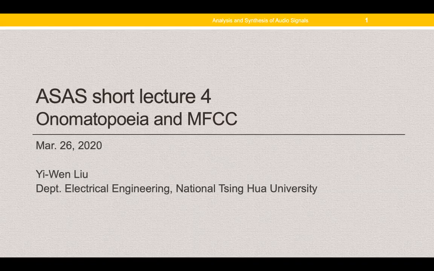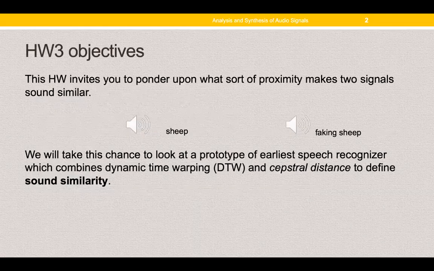So that's homework number 4. The objective of this homework is to invite you to ponder what kind of proximity makes two signals sound similar. By proximity I mean distance. So how does a machine automatically calculate or evaluate to what extent two sounds sound similar? So here's the example.